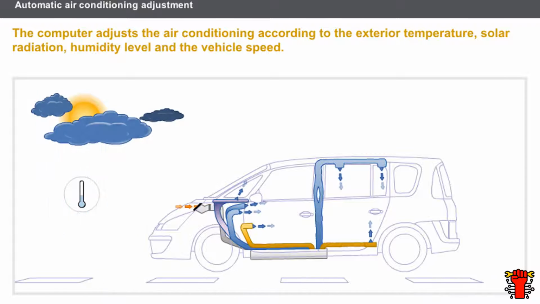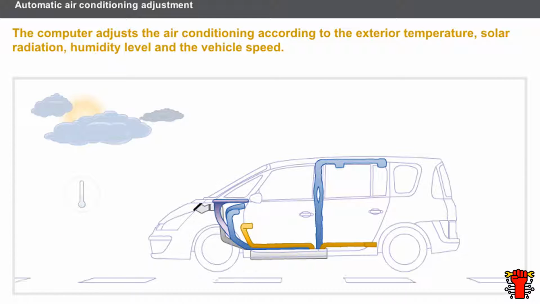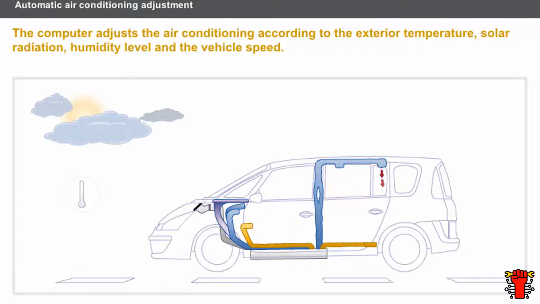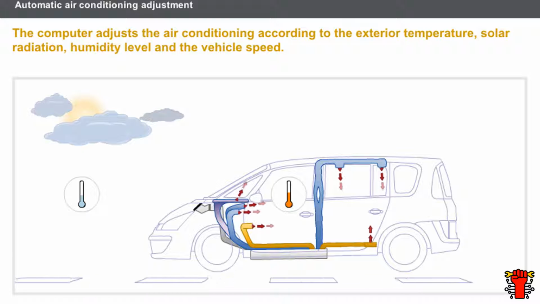To maintain the comfort level inside, the computer intervenes in the following functions: cold production in the system, blown air temperature, air circulation speed, and distribution of air in the passenger compartment. The objective of the system is to maintain a difference of several degrees Celsius between the interior and exterior, and to maintain a constant humidity level.